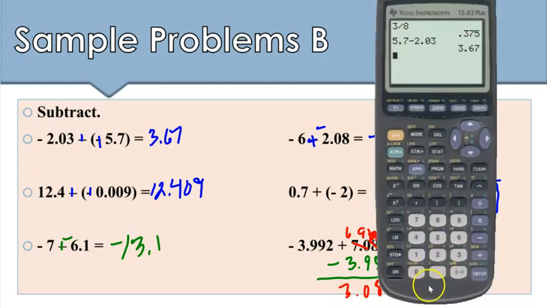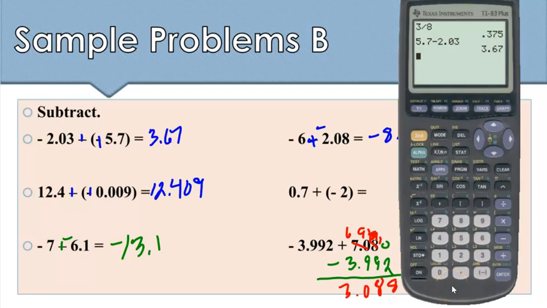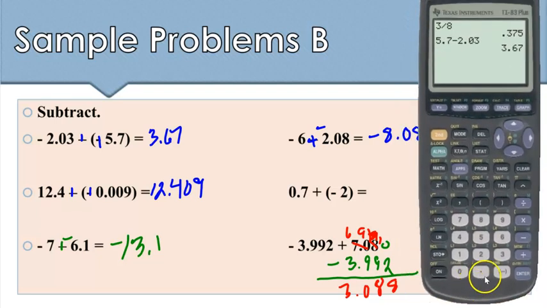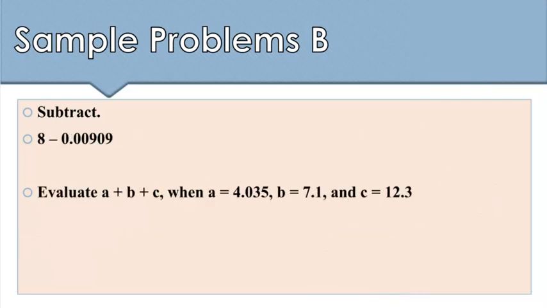Now if we want to just verify that on our calculator, we would have a negative 3.992, and we are adding to that 7.08. That gives us our 3.088. And our last couple problems subtract here.